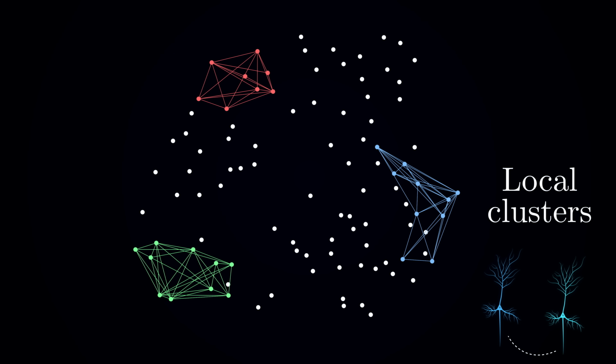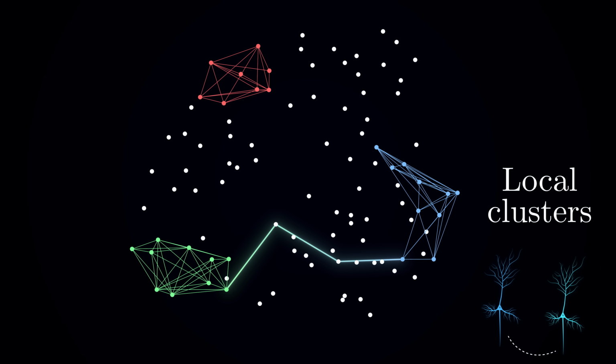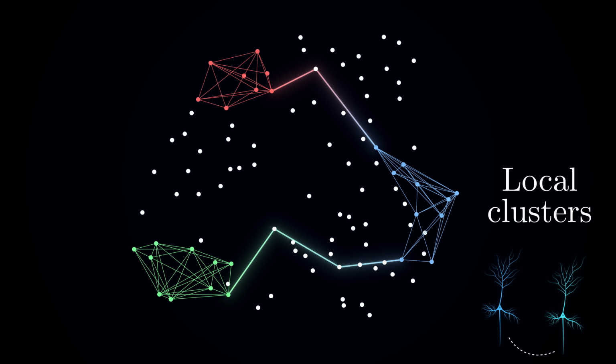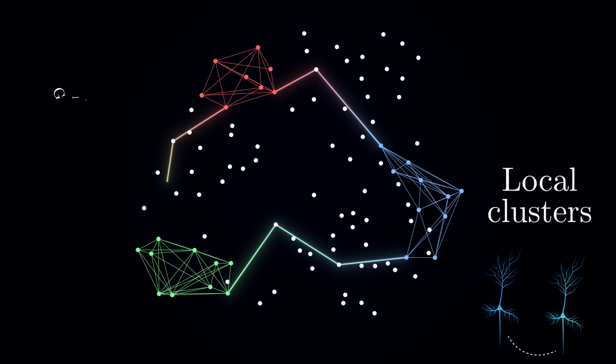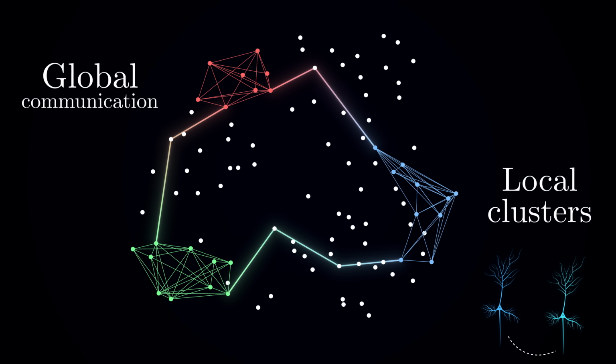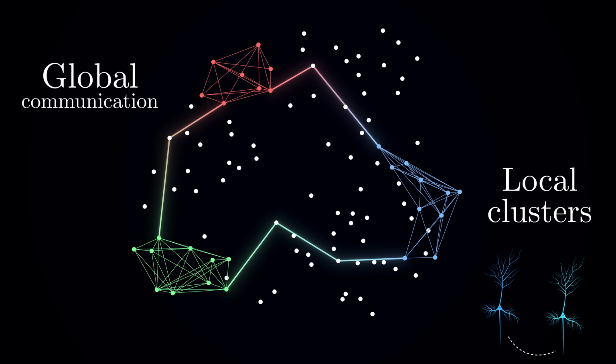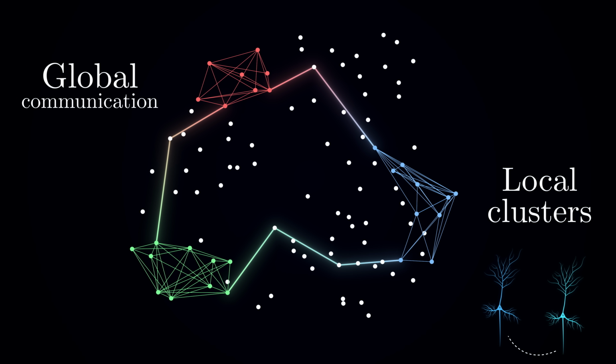On the other hand, you also need efficient global communication. Sometimes information needs to quickly travel between distant parts of the system, like a delivery from one side of the city to another, or a signal from neurons in a visual area to motor pathways. Now, is there any way you can achieve both?